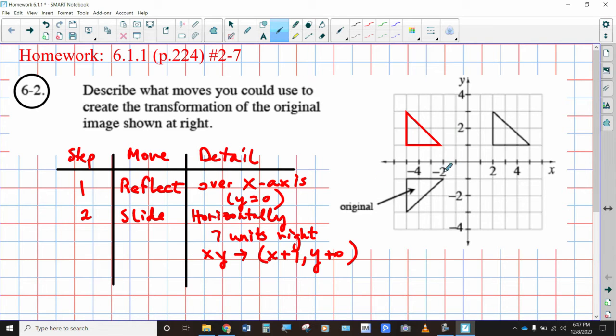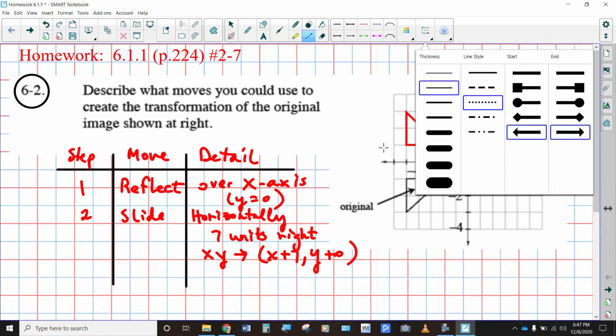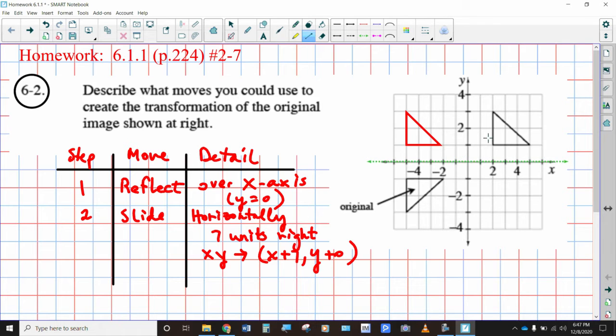So to do that, I chose to reflect this particular triangle over the x-axis where y is equal to 0. So with that being our line of reflection, let me go ahead and thin that out a little bit. With this being our line of reflection, we take every point on the original and find its reflection on the other side. So however many units it takes you to get there, you're going to go the same number of units beyond. And once you've got those 3 points in place, then you just connect the dots with straight lines. So there's our reflection.